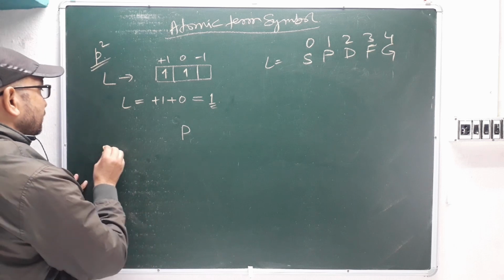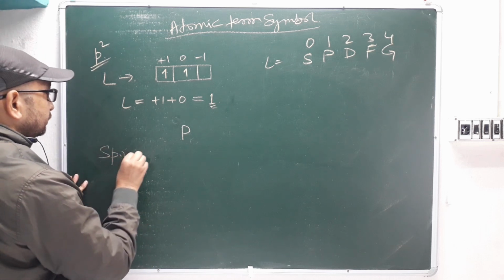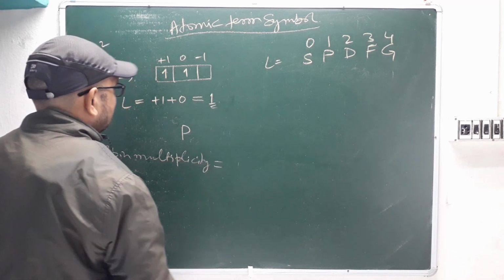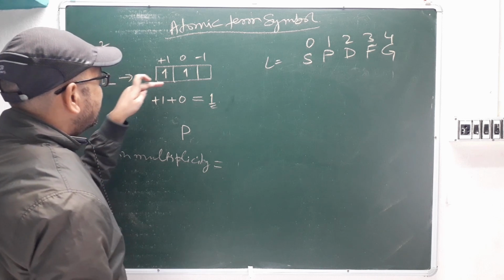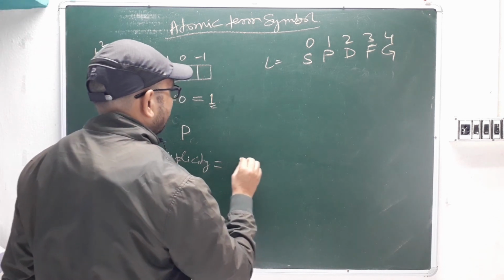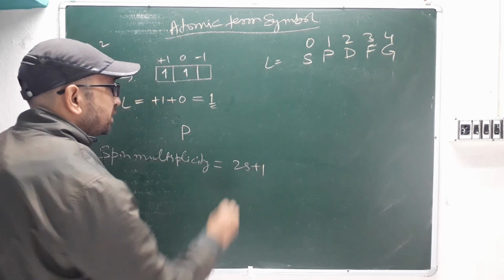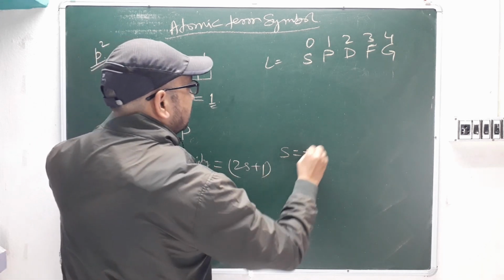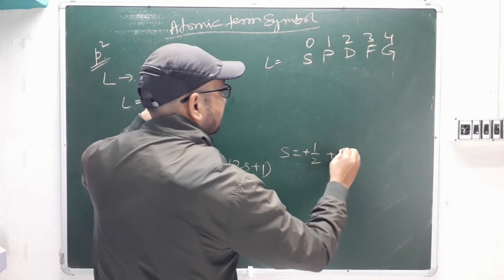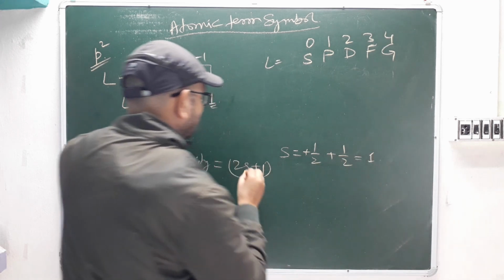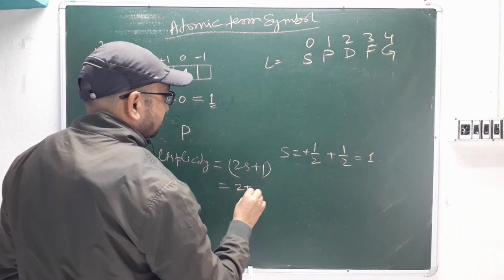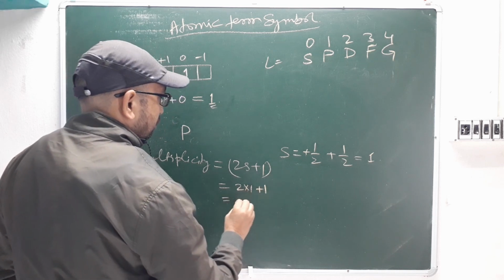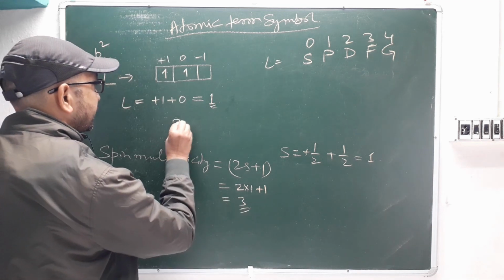So let me find the spin multiplicity first. What will be the spin multiplicity here? First we have to find S, because we know that 2S plus 1 will be the spin multiplicity. So S will be +½ plus this will also be +½. So how much is it coming? 1. So here S is 1, right? So 2 into 1 plus 1. How much is it coming? 3. So 3 we have to put here.